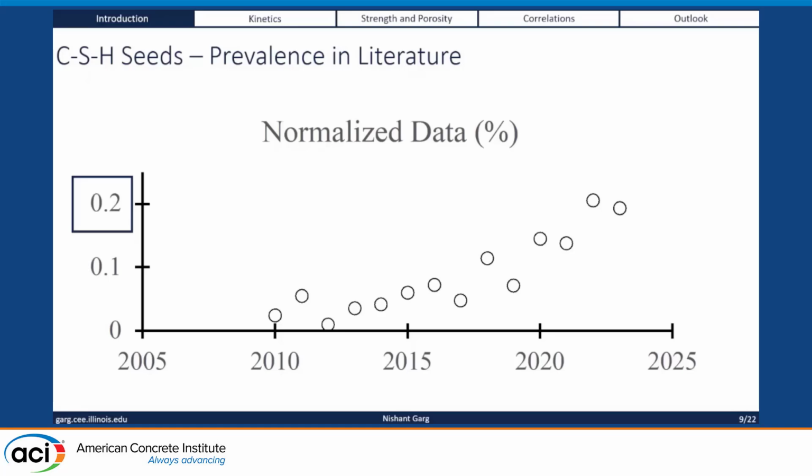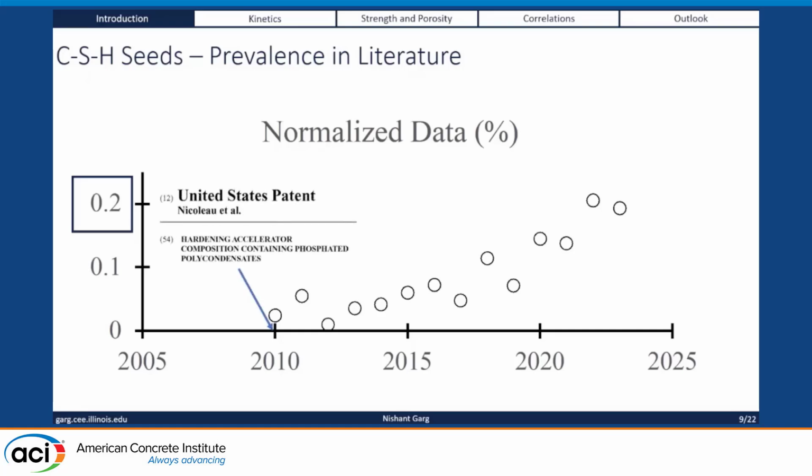So my hypothesis here is that one of the patents from Luke Nicolau, I think filed in 2009, started off things. There's an obscure paper in the 1980s you can find on CSH seeding, but I think that's talking about something else. That's not really the seeding we are talking about here.